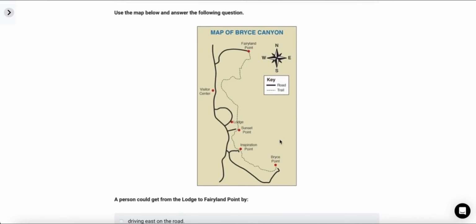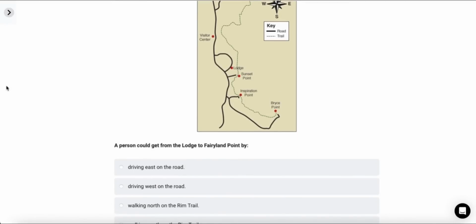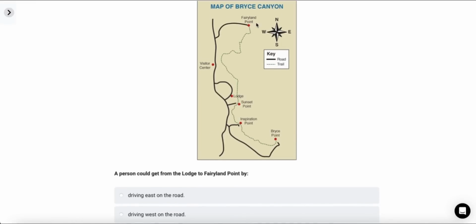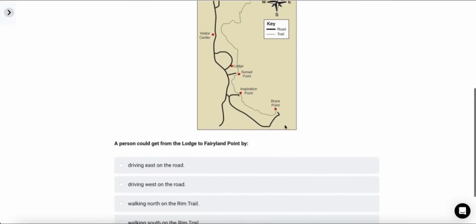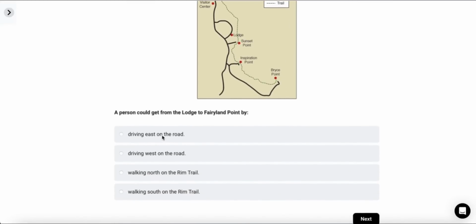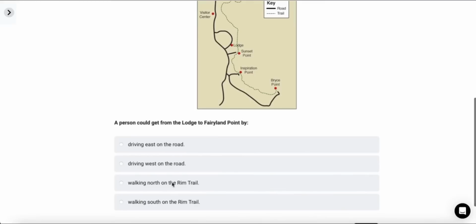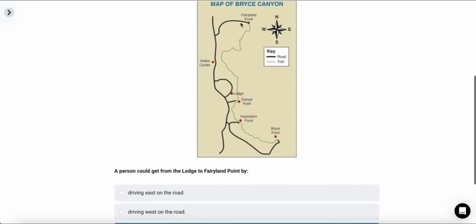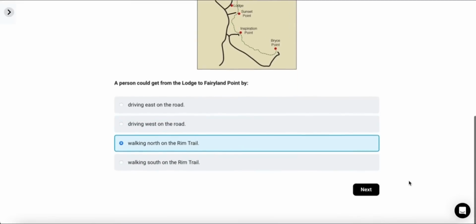Use the map below and answer the following question. A person could get from the lodge to Fairyland Point by, so we have a road and we have a trail. Fairyland Point is all the way up at the top, which would be north. So driving east or west on the road would not get you to Fairyland Point. Walking south would also not get you to Fairyland Point, but walking north on the rim trail would get you to Fairyland Point. That is the correct answer.